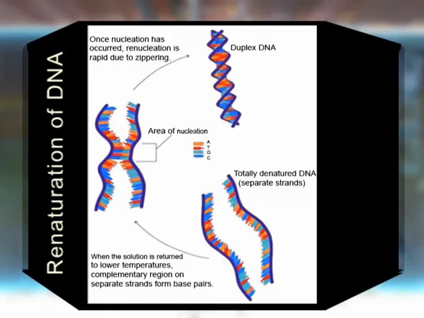There are some examples of second order kinetics in biological reactions. The best one would be renaturation of DNA. When two single strand DNA renature to form a double stranded DNA, it can be considered as a second order reaction.